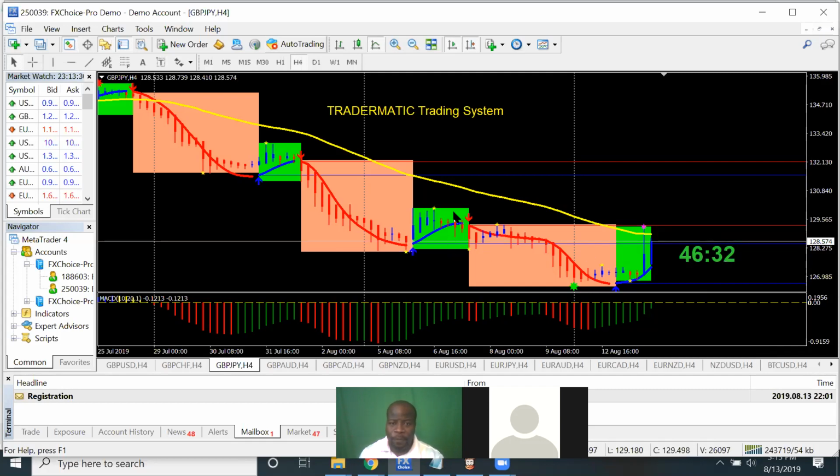So for example, here now, this is 4 hours. Even if the arrow here, in this place now, is telling me I can sell, I will not go short until the price goes below. You can see right here, the price goes below here.